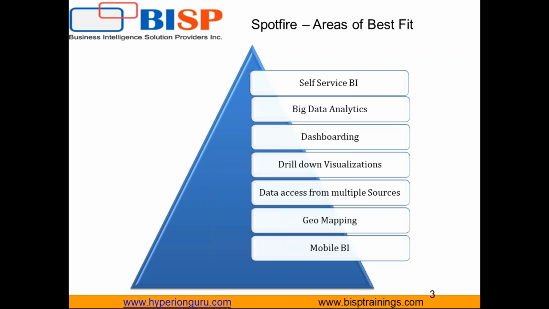So what makes Spotfire move so fast, and what is the USP of this? All those are areas of differentiation. The first is self-service BI. Self-service BI means it helps to see the data very easily. Even a non-technical person can work on Spotfire and get their things. That's the reason we call it self-service BI. So we have to do all that ourselves.